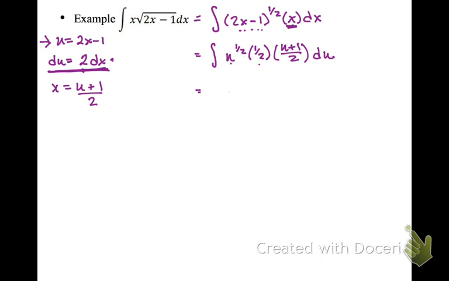So now, this is a half, and also this is a half, isn't it? Can I write that as 1/2 times u plus 1? Okay, so I can bring out a half and a half as 1/4. Yep. So I have 1/4 the integral of u to the 1/2 times u plus 1 du.